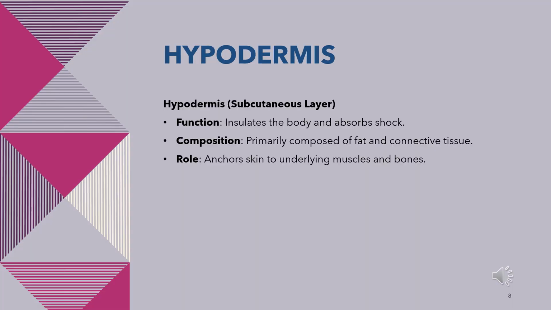Hypodermis is the third layer or subcutaneous layer. So what is the function? It insulates the body and absorbs shock, and is composed of fat and connective tissues. It plays a major role by anchoring the skin to underlying muscles and bones.